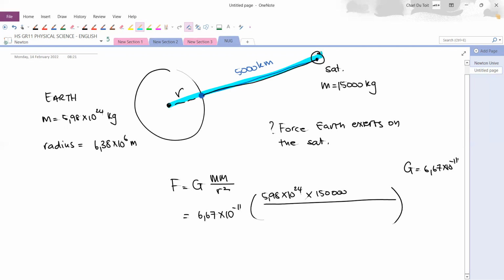They've just given me the distance from the surface of the Earth to the satellite, not to the center of the Earth. So I have to add the radius. So it's 6,38 times 10 to the power of 6 plus 5,000 times another 1,000, because the distance is in meters. You with me? Squared. Good. There we go. Now, most students don't do well in this section simply because they don't know how to use a calculator. They make some error in typing.